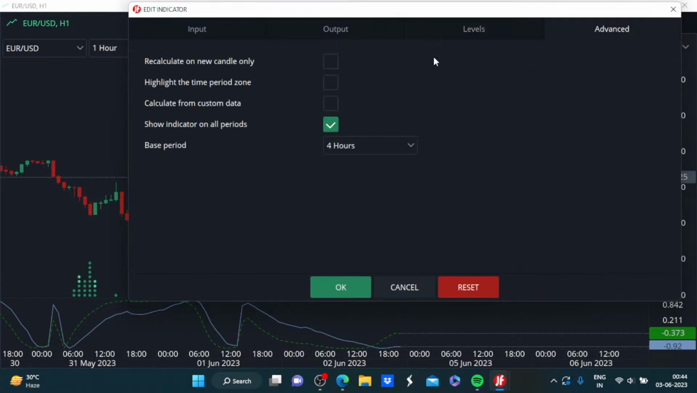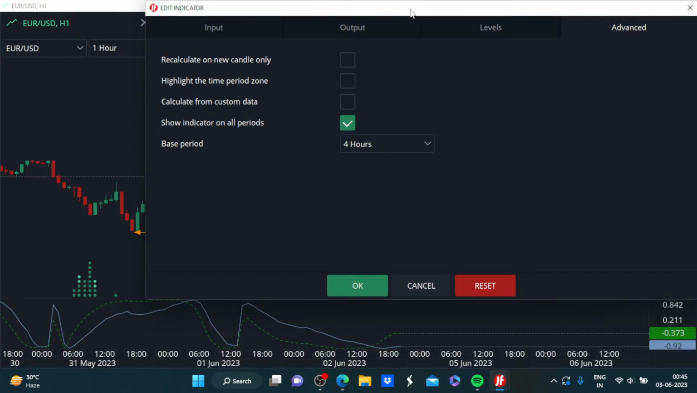Advanced editing option, the calculate on new candle only. If you do that, you will have this value of the underlying instrument fixed once the new candle takes shape on the chart, and it will remain the same for the current candle. Highlight the time period zone. You can go for the highlighting option, and whatever is your calculation grid, it will be highlighted.